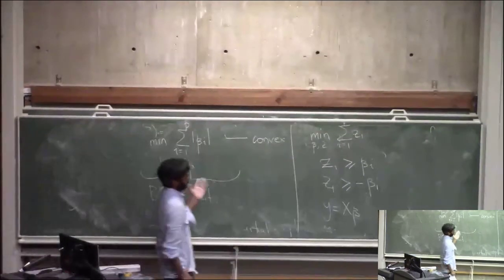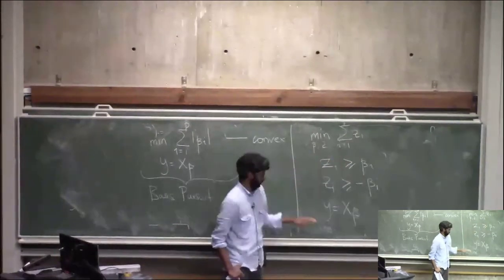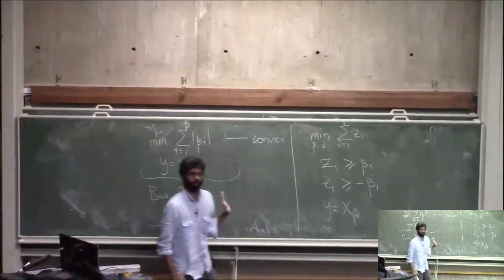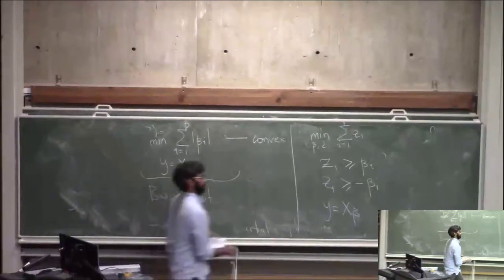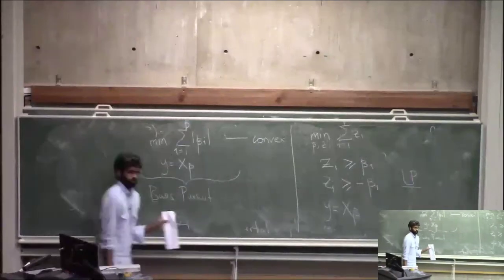So you can write down this thing, and this is obviously an LP. There's a linear cost and a bunch of linear constraints. There's some linear equalities and some linear inequalities. So this is just an LP. Any questions about this one?